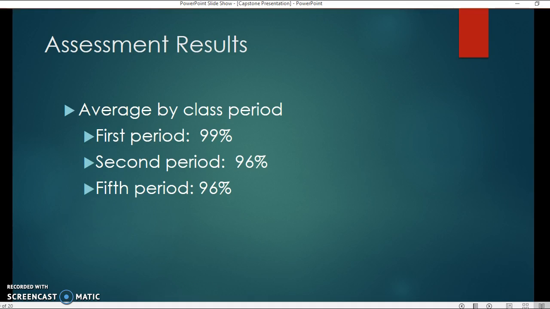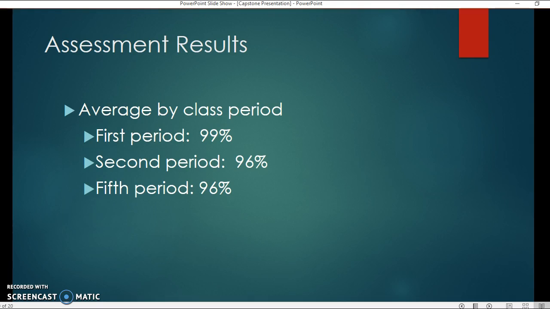The assessment results were great. The highest average on the assessment was a 99%. The lowest average on the assessment was 96, and the overall average was a 96.7. This is an improvement from previous years. The participation on the assignments was higher, since each assignment was completed in class.